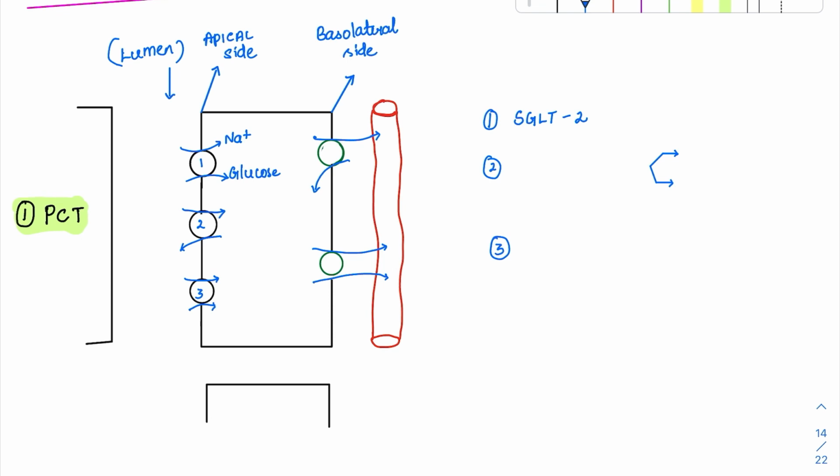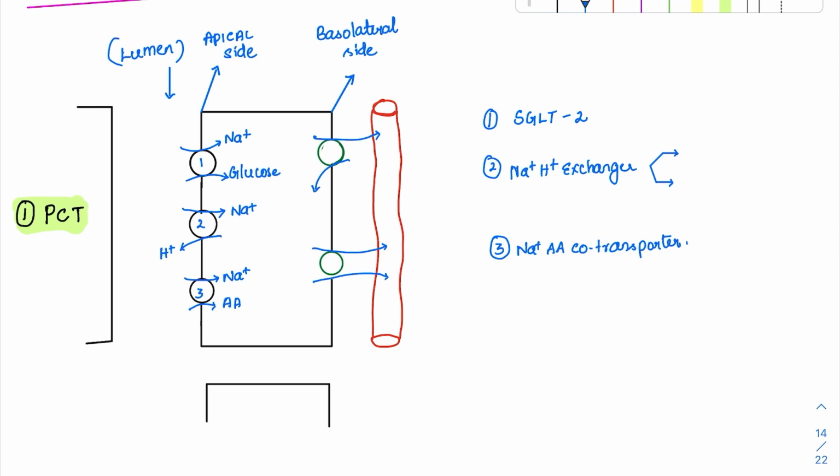Now coming to the next channel, the sodium hydrogen exchanger. Sodium is going in, so basically we are reabsorbing sodium, and hydrogen is coming out. This channel is very important. Now the third channel is where sodium is taken along with amino acids. The third channel is sodium amino acid, AA for amino acids, and it is a co-transporter because it transports both in the same direction.